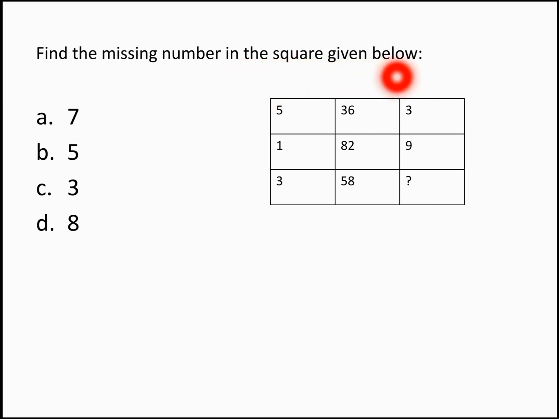Find the missing number in the square given below. 5, 36, 3, 1, 82, 9, 3, 58 and you have a blank and you are going to fill in the blank, right? You have to observe the box and then find the answer. See, 36 is nothing but 5 square is 25 and 3 square is 9, so 25 plus 9 gives you 36. 1 square is 1, 9 square is 81, so 1 plus 81 gives you 82. And 3 square is 9. What should fill in the blank so that the sum becomes 58? So 9 plus what will give you 58? It's definitely going to be 49. So what is the square root of 49? The answer is 7.